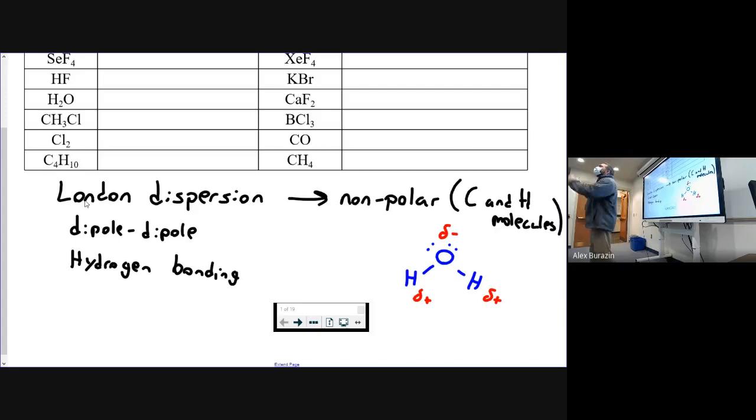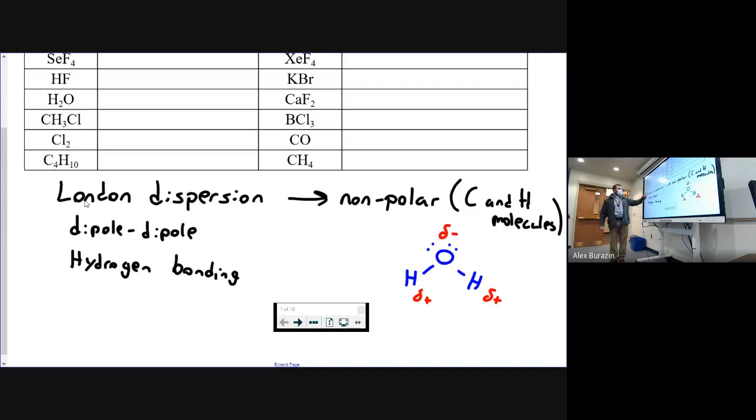So when you get to these very big carbon chains, like a wax molecule, huge molar mass, even though it's nonpolar, and even though it's only London dispersion forces, it still can have enough intermolecular force to be a solid substance at room temperature.